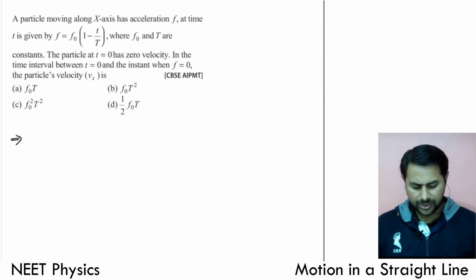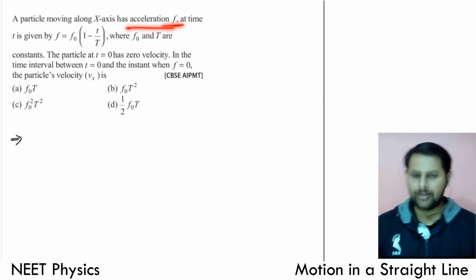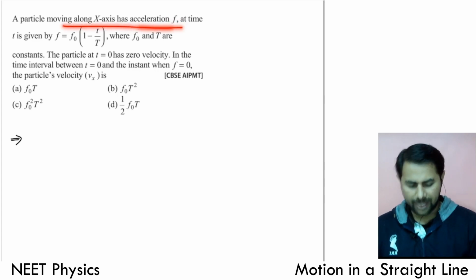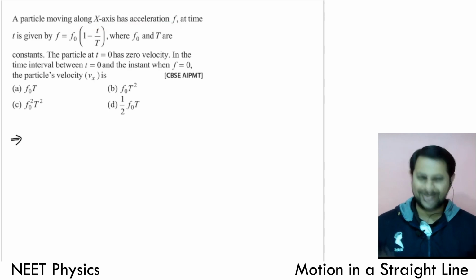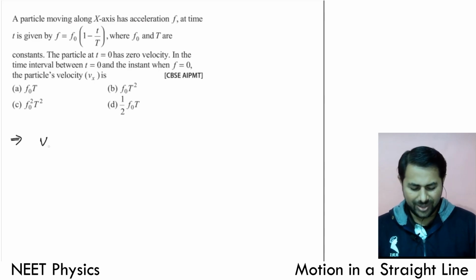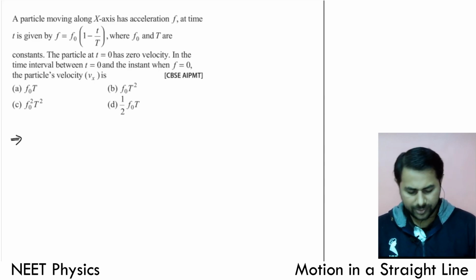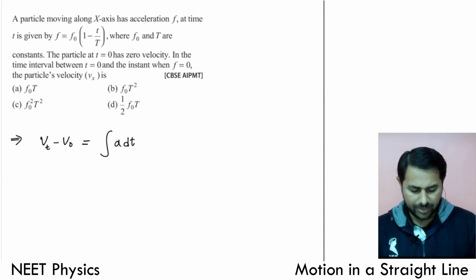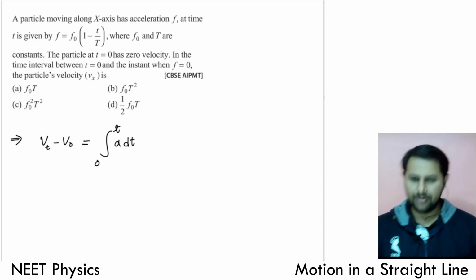So what is this thing? What is f? It is an acceleration. The particle has an acceleration f. Not a standard notation, but they wanted to take it like that, right? So how will you find out the velocity? We have vt minus v naught just equal to the integral of a dt from 0 to t, right?